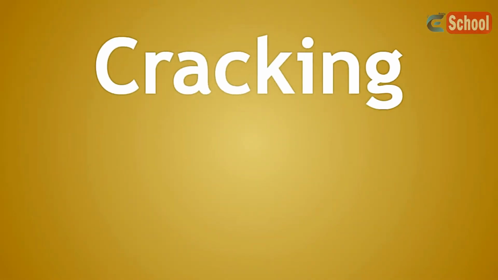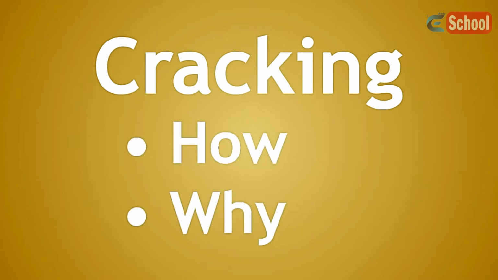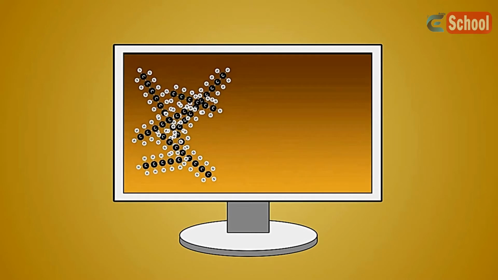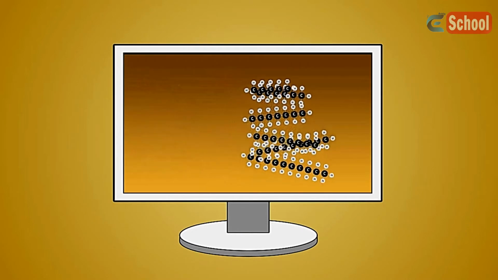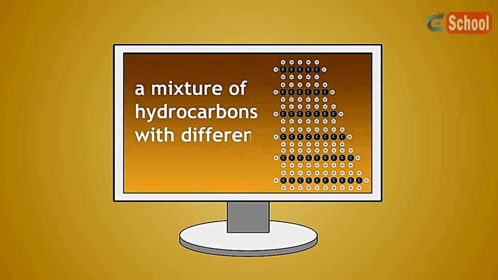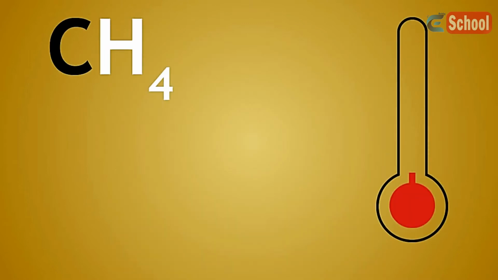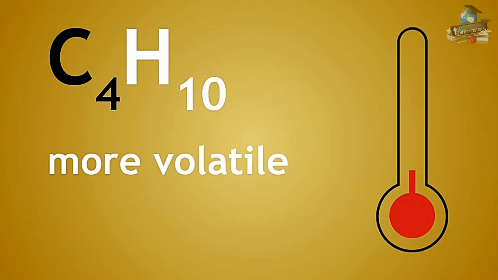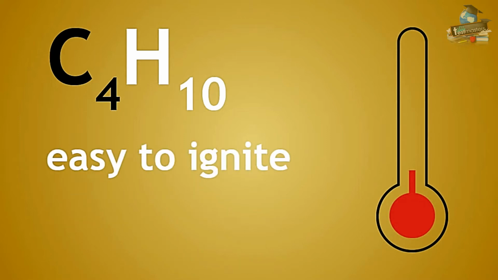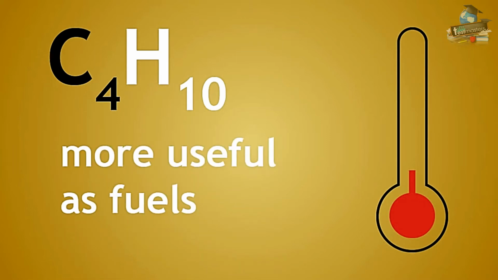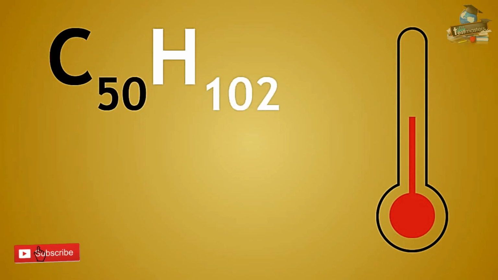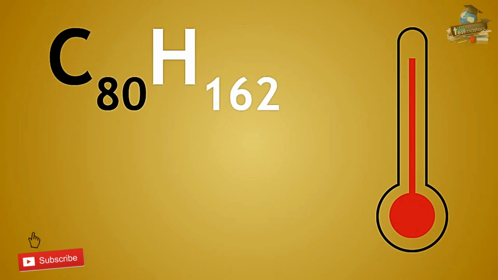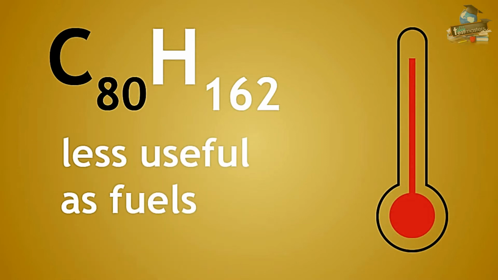In this video, you will learn about the process of cracking, how it is carried out and why it is done. From our video on fractional distillation, you should know that crude oil is a mixture of hydrocarbons with different carbon chain lengths. Smaller hydrocarbons have a lower boiling point and are more volatile, making them easy to ignite and more useful as fuels. Larger hydrocarbons have a higher boiling point, are harder to ignite, therefore not as useful as fuels.